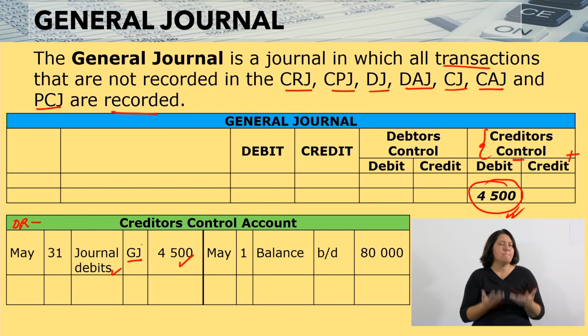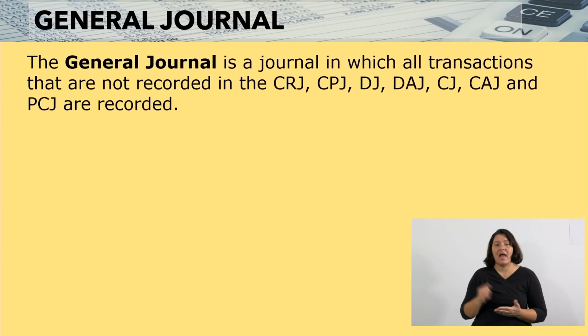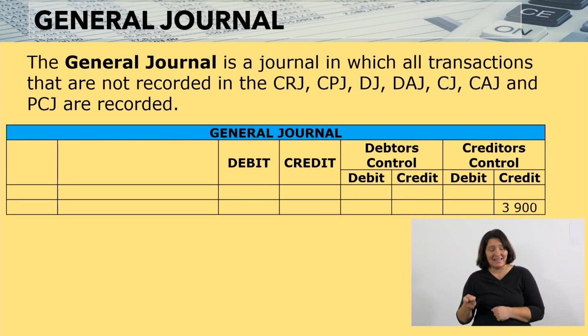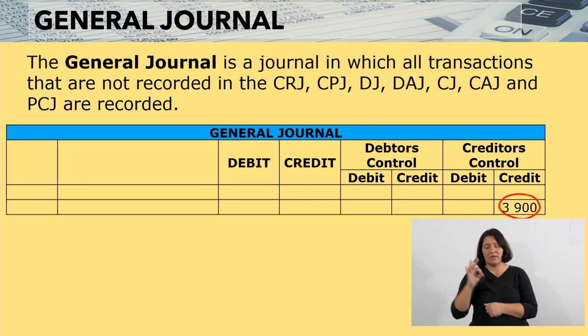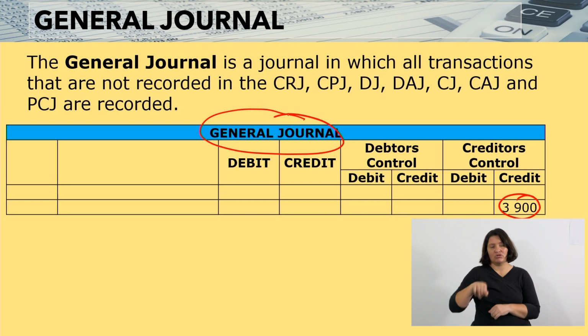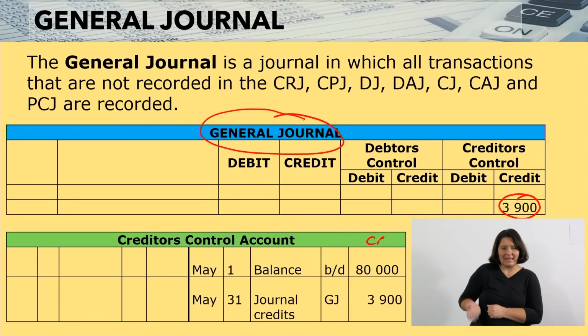Let us look again. What if we have a credit balance? There is a credit amount, 3,900. Again, in our general journal. How then do we record such an amount in the creditors control? Remember our creditors control, as I've said earlier on, this is a liability account. It increases on the credit side.